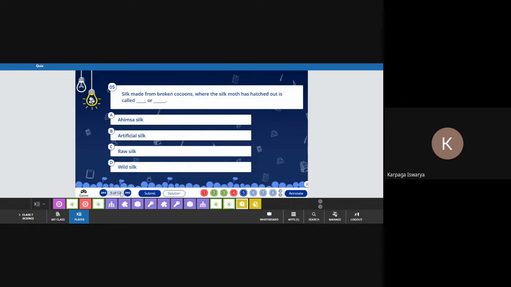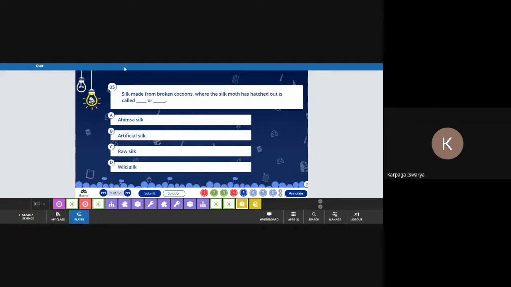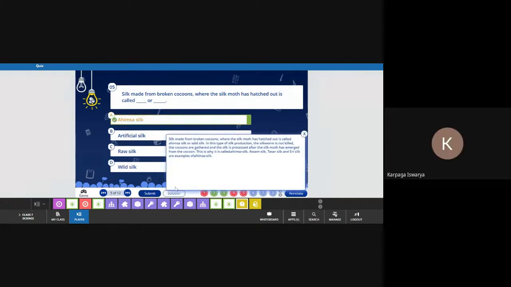Now, silk made from broken cocoons where the silk moth has hatched out is called dash. Yes, Lakshana? Ma'am, Ahimsa Silk. Okay. Yes, you're absolutely right.